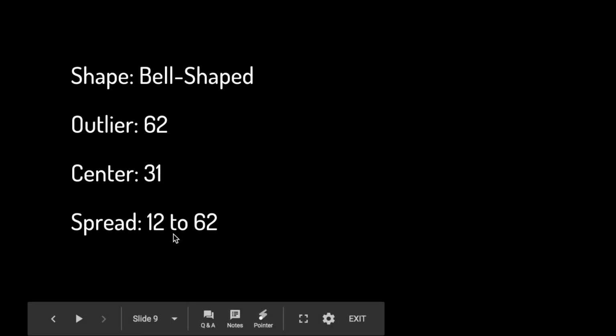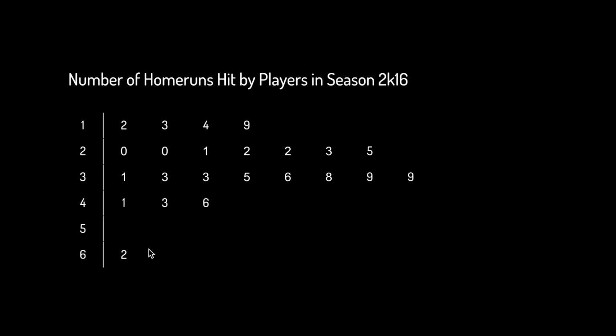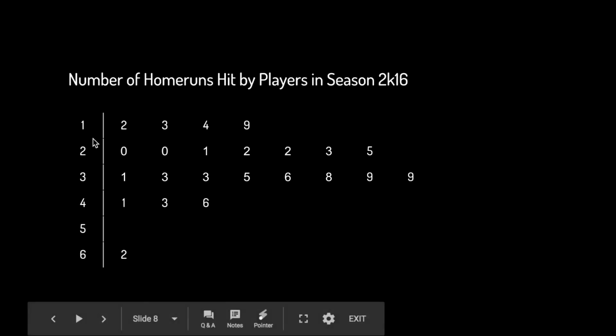Lastly, the spread is 12 to 62. The smallest value in this stem plot is 12, while the largest value is 62. We said that the spread is the scope, the range of data from the smallest to largest. Smallest 12, the largest 62. Therefore, the spread is 12 to 62.